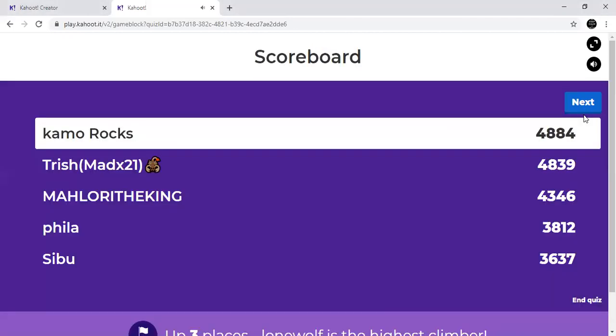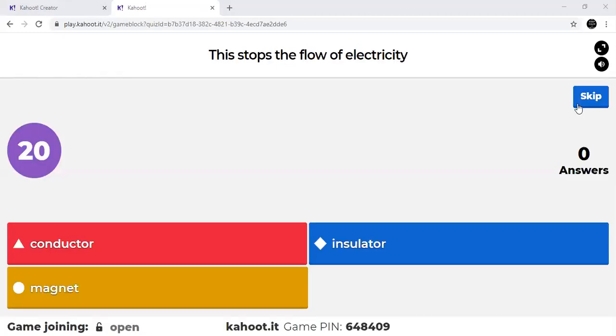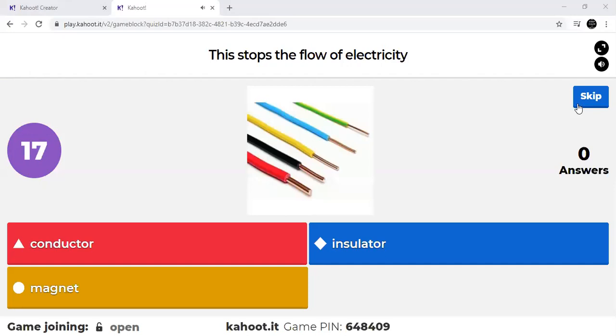And then we have Kamo, Trish, Mashori, Pila, Sibu. Guys, there's 21 of us. Let's give each other a chance in the top 5. And then this stops the flow of electricity. Conductor, magnet, or insulator.